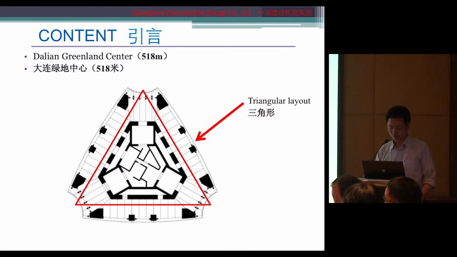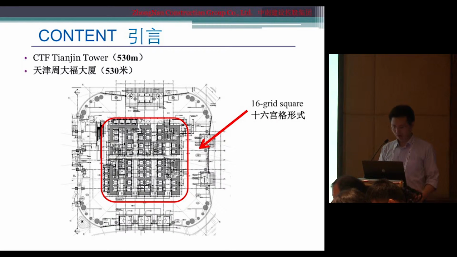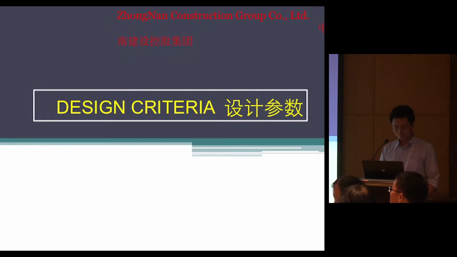And this is the Greenland Center in Dalian under construction. It's also a super tall building. And the layout of the core is triangular due to the shape of the building, which is also triangular. And this is the CTBUH Tianjin Tower with a height of 530 meters, which uses a 16 grid square layout.